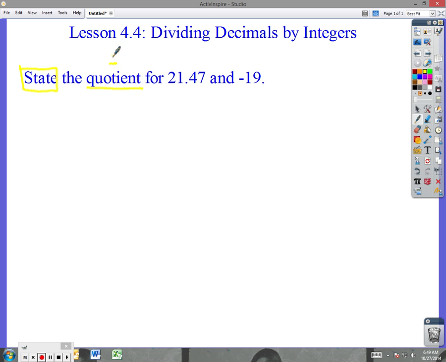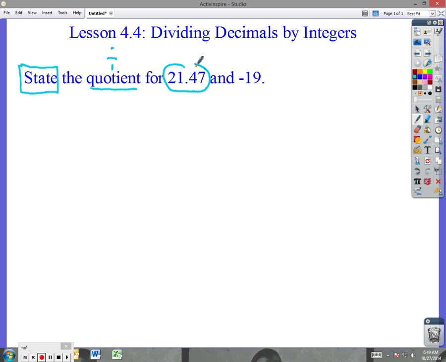Quotient means to divide. Actually, let me change the color here because that might not come in too well. Let's go with state. There's the verb. What am I stating? I am stating the quotient. And now I have to know my vocabulary. Quotient means to divide. And what am I dividing?